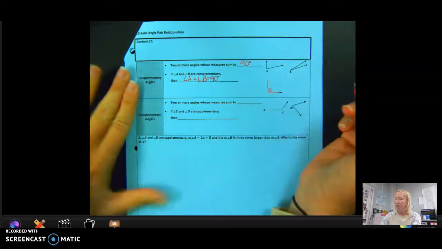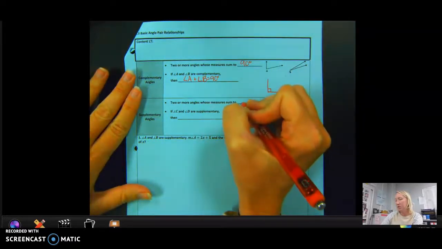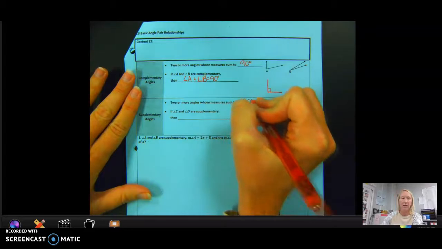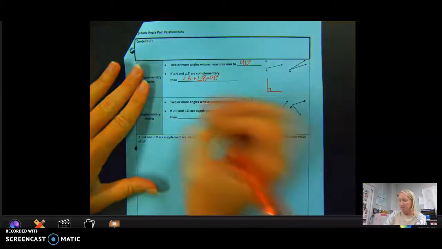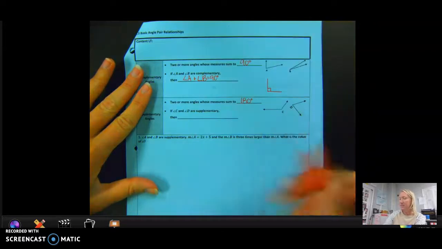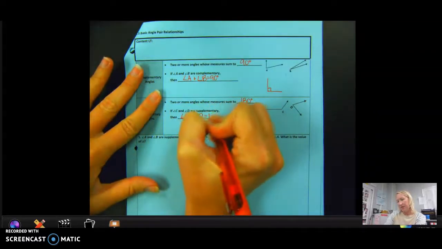Supplementary angles are two or more angles whose measures sum to 180 degrees. So they make a straight line, they make a straight angle. If angle C and angle D are supplementary, then angle C plus angle D equals 180 degrees.